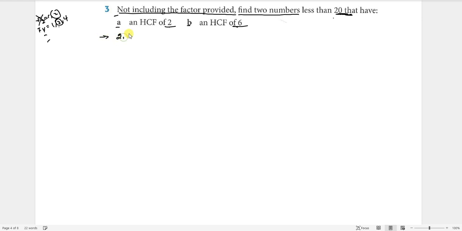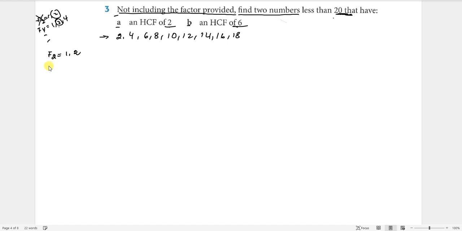The remaining numbers are 2, 4, 6, 8, 10, 12, 14, 16 and 18. It says less than 20, so we cannot write 20. Okay, the first step is done. The second step is to write the factors of all of these numbers. So we first write F2 is equal to 1 and 2.